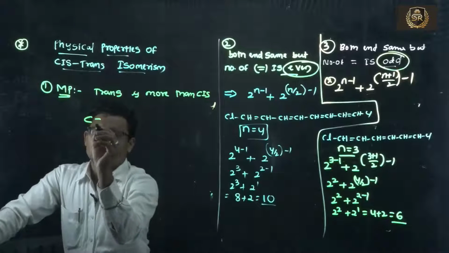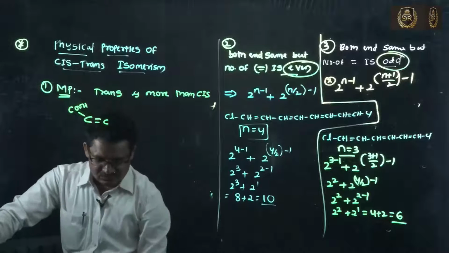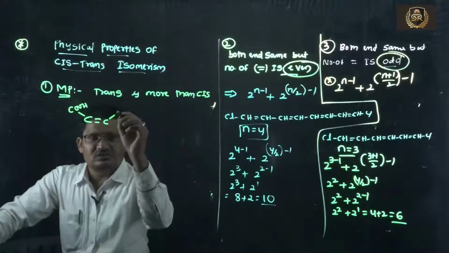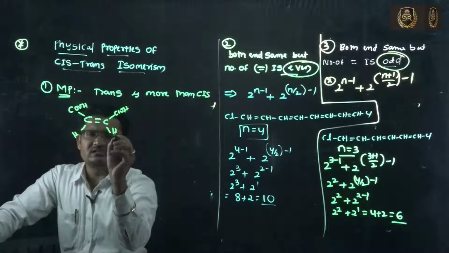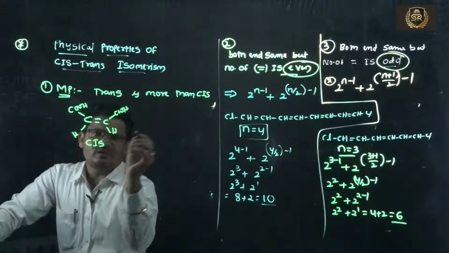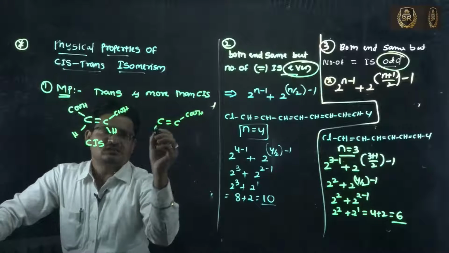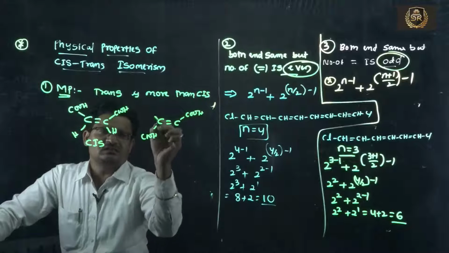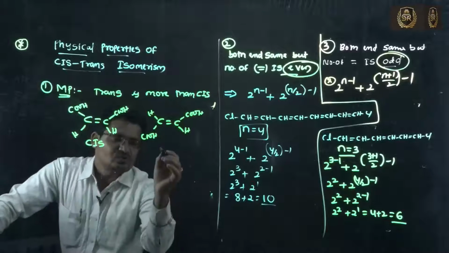So this is trans. Here, C double bond C, this side COOH and this side also COOH, this side H, this side H. This is cis. Trans, C double bond C, this side COOH, this side COOH, this side H, this side H. So this melting point is 302.